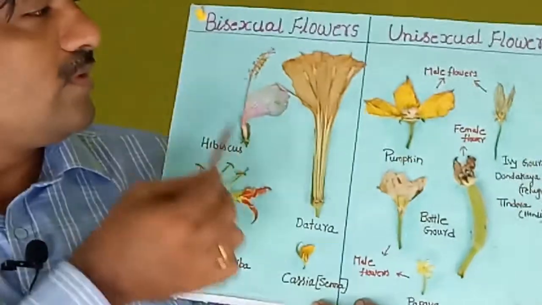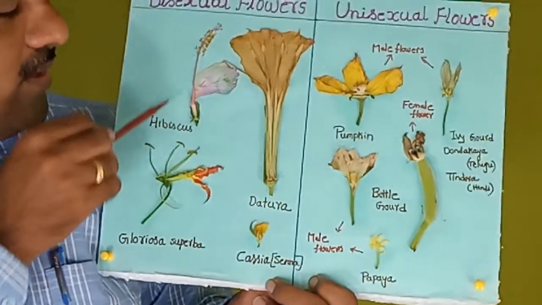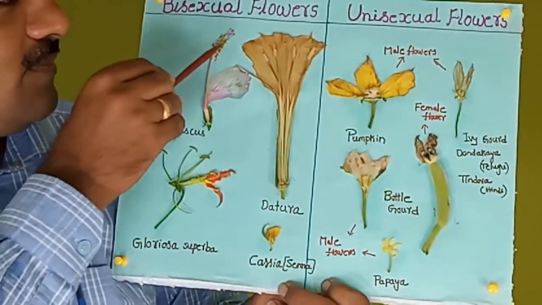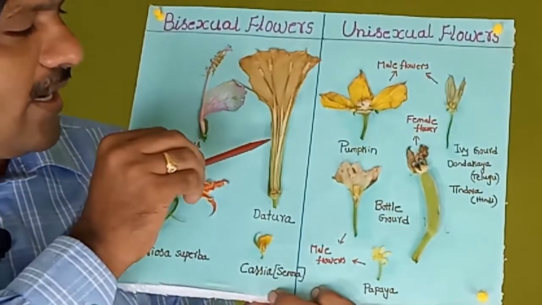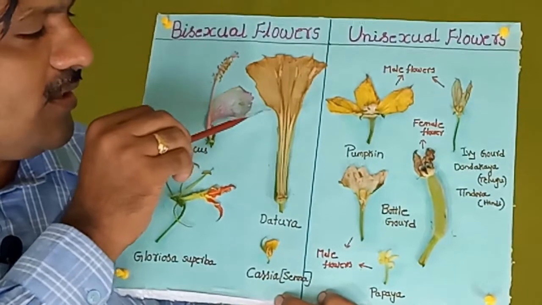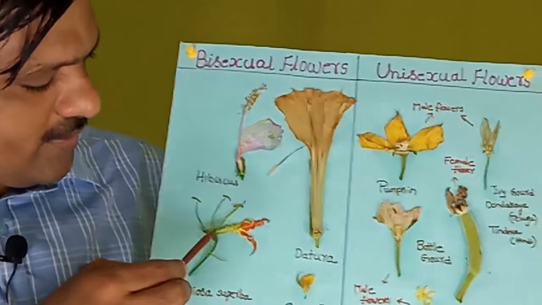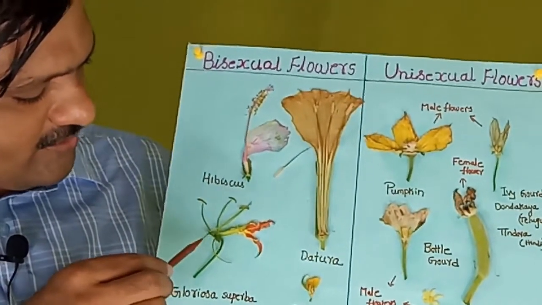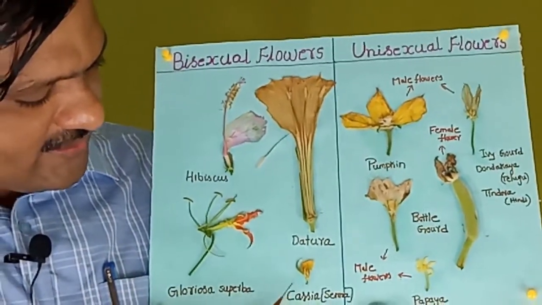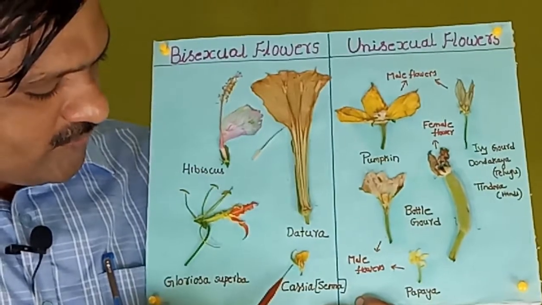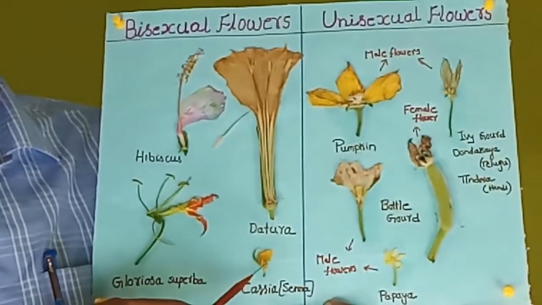Now I would like to show you different types of bisexual flowers. You see, this is a hibiscus flower where you can see the androecium and gynoecium. In the same way, in the datura flower, this is the gynoecium and the entire other parts are androecium. Look here, Gloriosa superba: all these are the stamens of the androecium, and this is the gynoecium. Both are present. And this is Cassia, now called Senna. You see this is the gynoecium, and these are the stamens we call androecium.